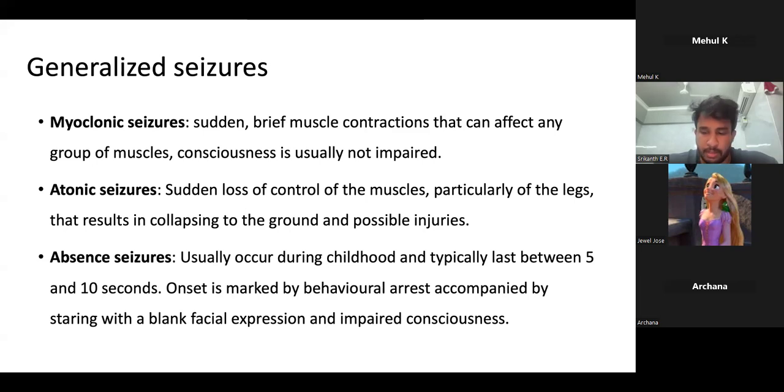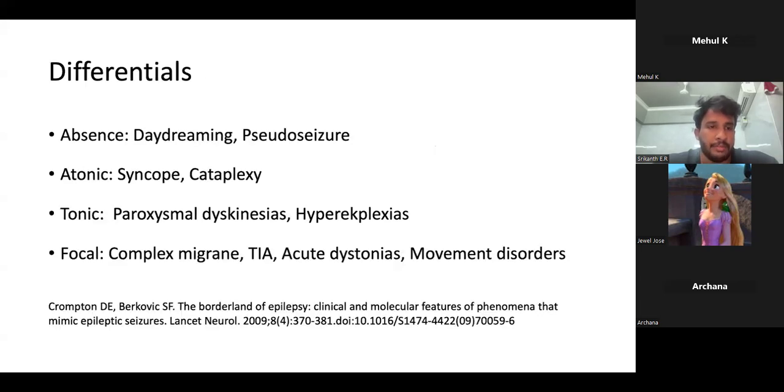These are the various important types of generalized seizures, and differentials will also vary based on which type of seizure you're looking at. So absence seizures, you think of daydreaming, pseudo seizures. Atonic seizures can be confused for syncope or cataplexy. Tonic seizures is mainly paroxysmal dyskinesia or hyperekplexia. This is not very important. Focal seizures might be complex migraines, TIAs, acute dystonias, or movement disorders. So differentials would also vary based on what type of seizure you're looking at.